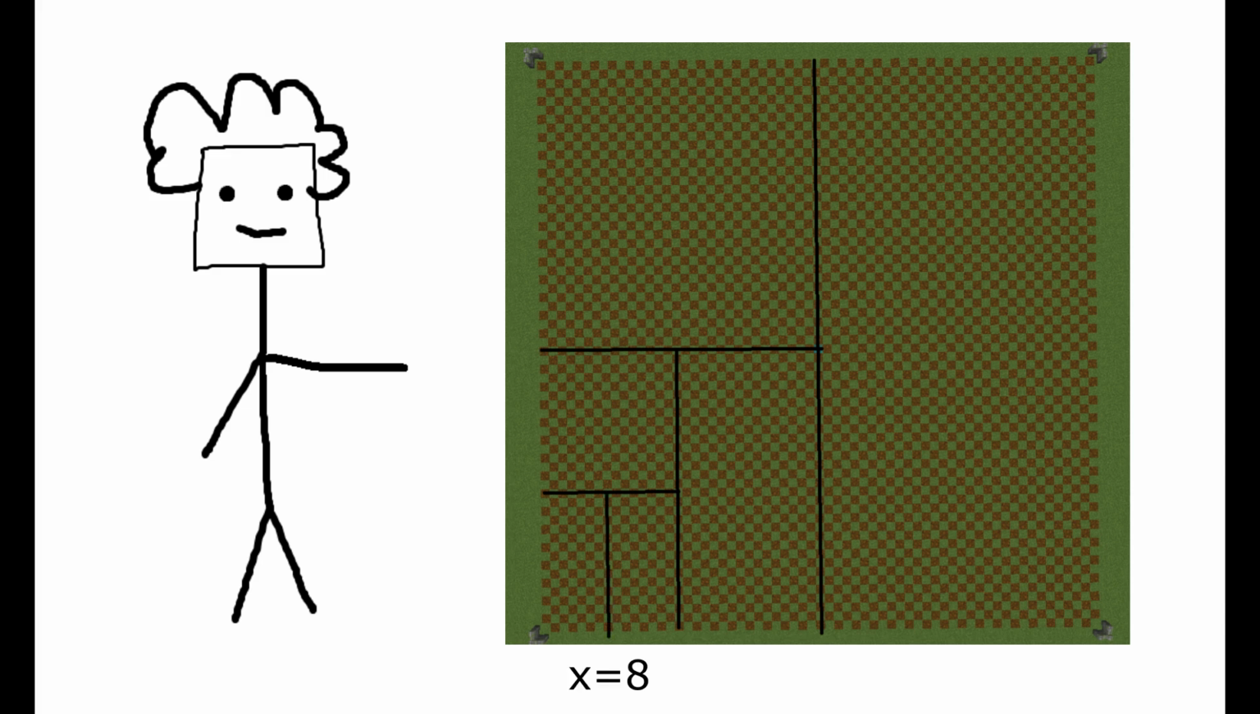One more vertical split, this time at x equals 8. The treasure lies on the left again, and half the grid is gone. Now it's an 8 by 16 grid, which has 128 blocks.